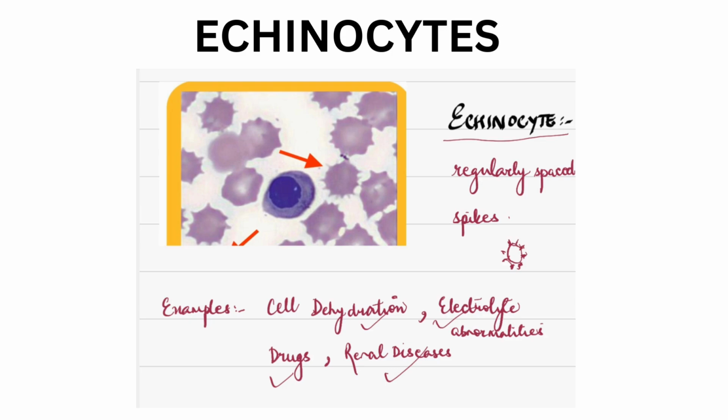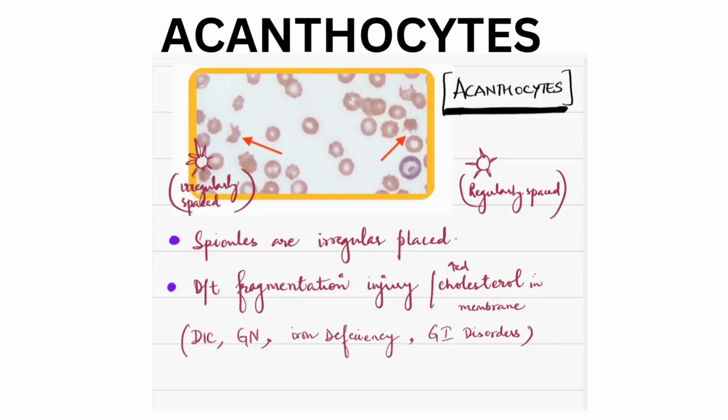So echinocytes are equally important, and they give a clue towards dehydration or something related to the kidney. These are typical cells which we can find and we have to report, because it can lead to a diagnosis. It can help a physician get to a diagnosis if there is something he or she is suspecting.